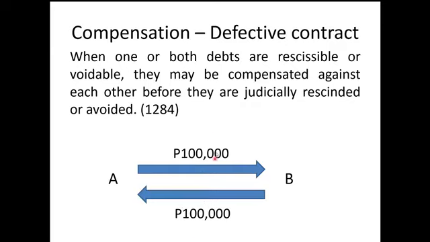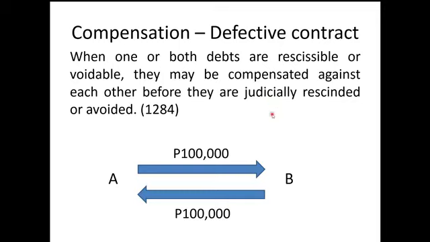Kung wala pang judgment for annulment. Okay, why? Kasi voidable contract lang siya. Di ba ang sabi ng batas, when one or both, ibig sabihin pwedeng one, ang defective isa lang, or pwedeng both, defective dito, defective rin. Either rescissible or voidable, pwede mo pa rin siyang i-offset. Kaya nakalagay dyan, rescissible or voidable, they may be compensated against each other before they are judicially rescinded. Bago magkaroon ng judicial declaration ng rescission or annulment.